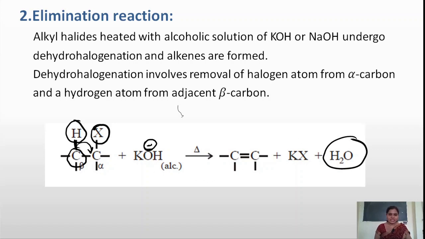So in this elimination reaction, what will happen? The beta hydrogen is removed and the two electrons of the bond between the carbon and hydrogen get shifted toward this bond, and there is a making of another bond. Because of this another bond, this carbon becomes unstable, and so the halogen is removed and potassium halide is formed in this reaction. So the product of this elimination reaction is alkene.